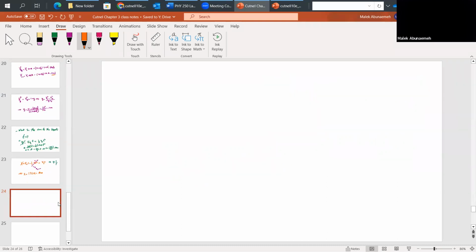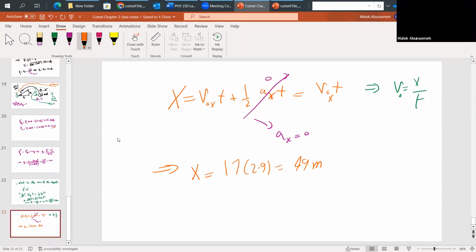And that should conclude chapter 3 for the Cutnell book, Motion in 2 Dimensions.